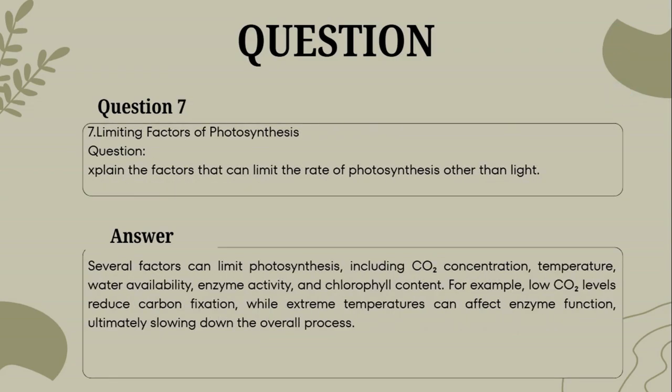Next question about limiting factors of photosynthesis. Explain the factors that can limit the rate of photosynthesis other than light. Several factors can limit photosynthesis, including CO2 concentration, temperature, water availability, enzyme activity, and chlorophyll content. For example, low CO2 levels reduce carbon fixation, while extreme temperatures can affect enzyme function, ultimately slowing down the overall process.